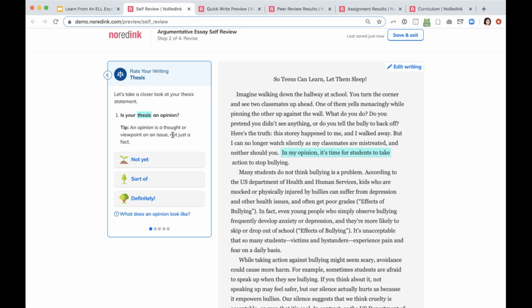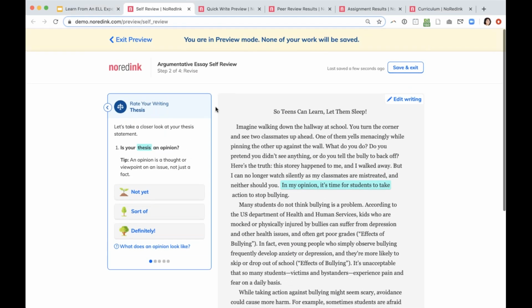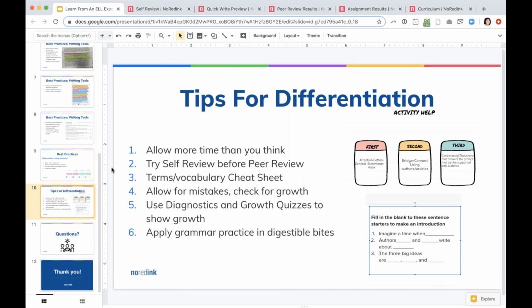So I went back into NoRedInk and I saw that there was a self review, and thinking to myself, well, that makes a little bit more sense. I pulled that up and then we looked at that together, what that looked like on the overhead, on the projector rather. And then the next time we did it, it worked a lot better because they understood it a little bit better. Yeah, that makes sense.